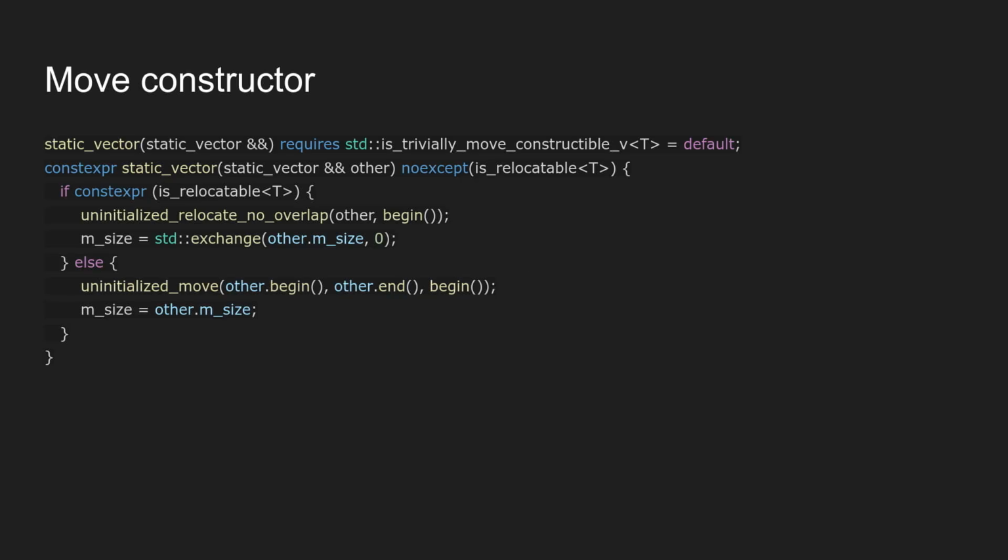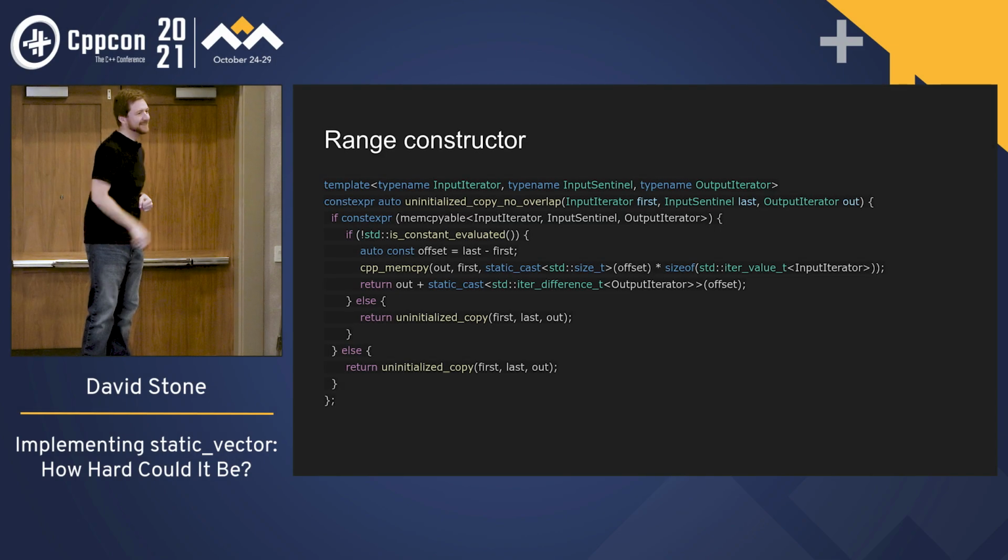So that's that. Yes? On the previous slide, weren't you calling memcopy in the constexpr case when it was constant evaluated? It's if not constant evaluated, call memcopy.